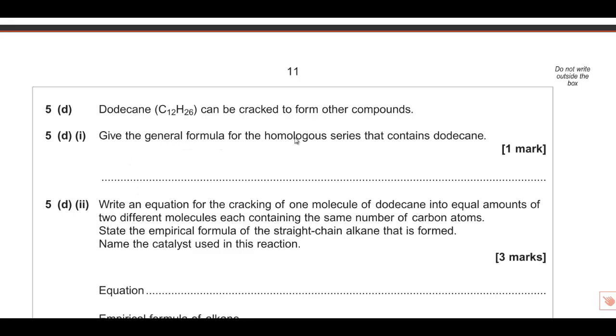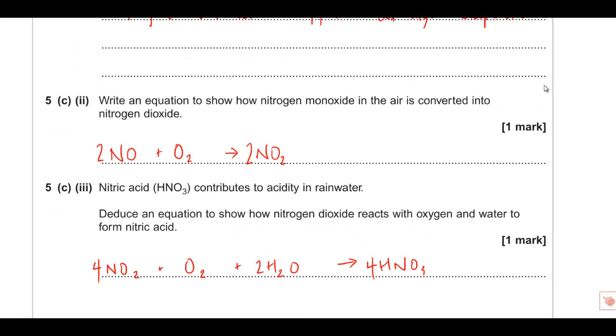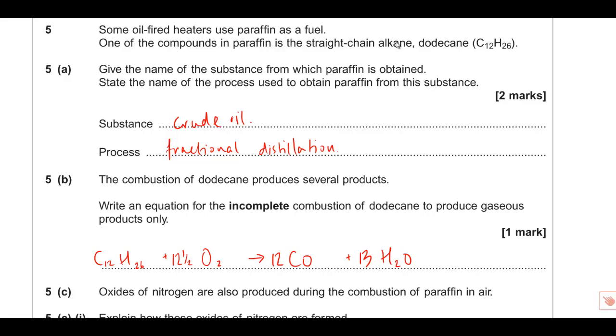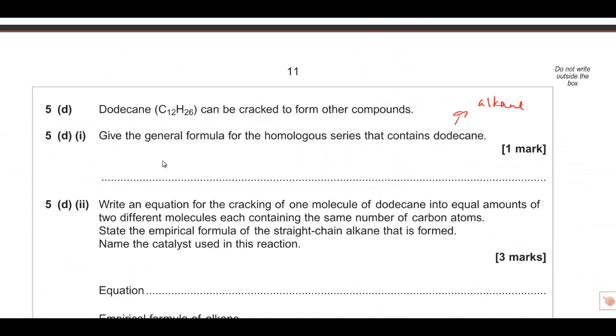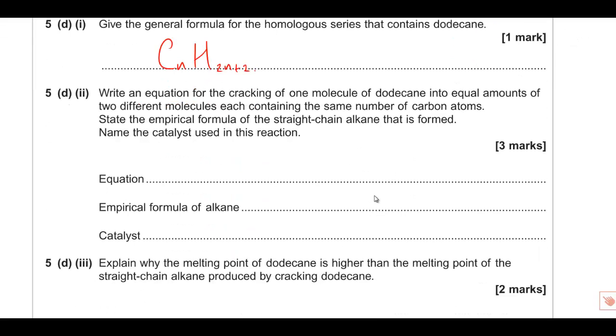So, give the general formula of the homologous series that contains dodecane. Okay, alkane. I think we even told it back at the start. It even tells you it's an alkane. So, the homologous series formula is CnH2n+2. 1 mark.